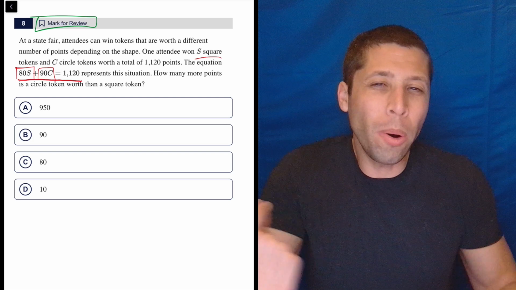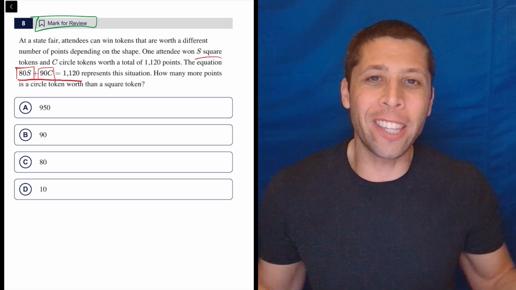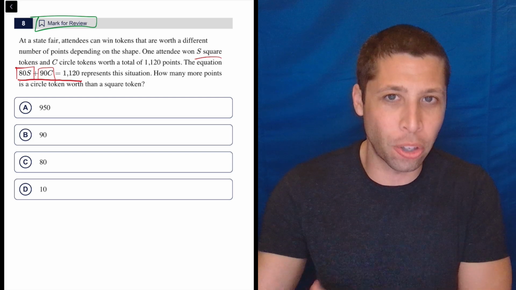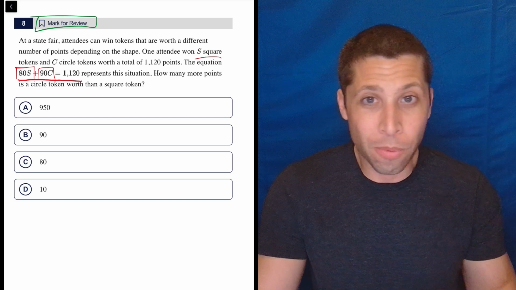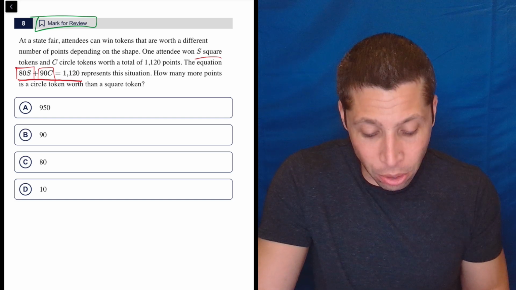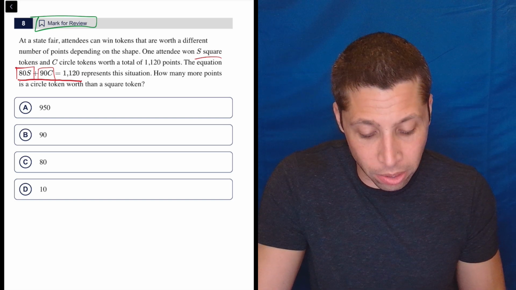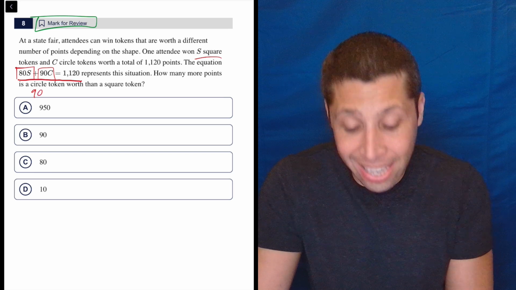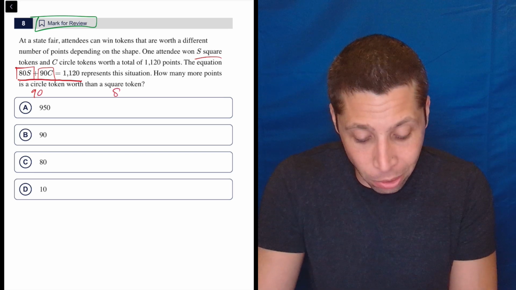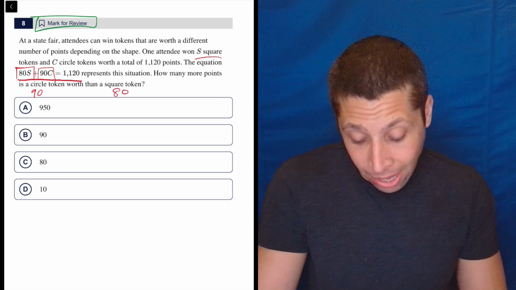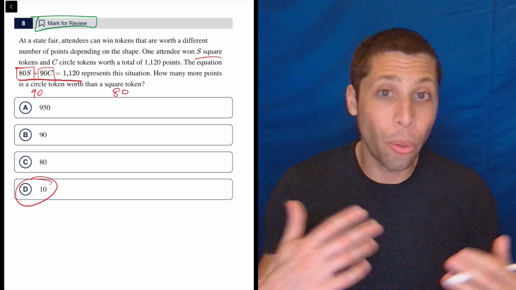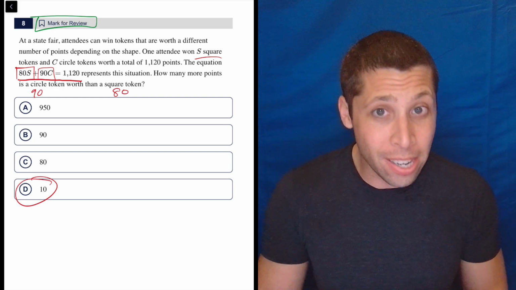So what do we mean by a rate? Well, the only thing they talk about in this question is how much the tokens are worth. So it's how much they're worth. How many more points is a circle token worth than a square token? Well, a circle token is worth 90 each, and a square token is worth 80. So what's the difference? 90 minus 80 is 10. That's the whole thing. Again, this is a very easy question.